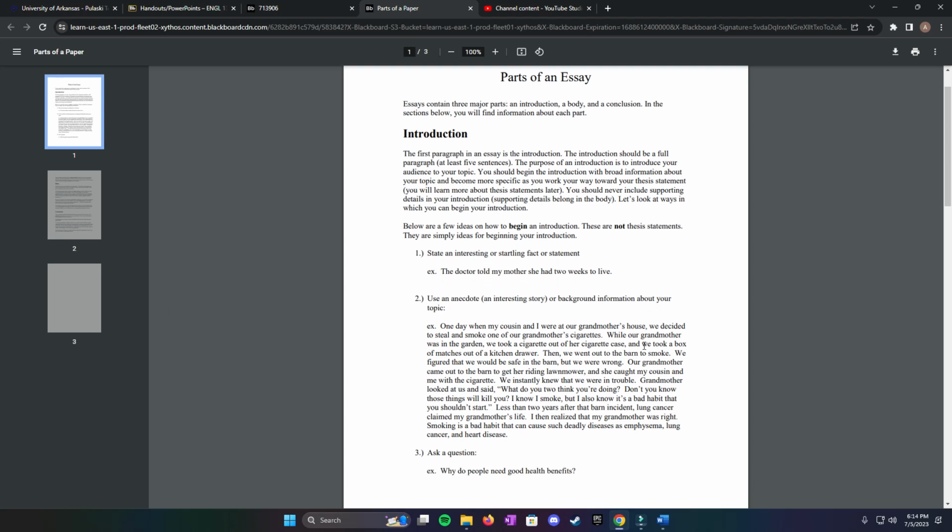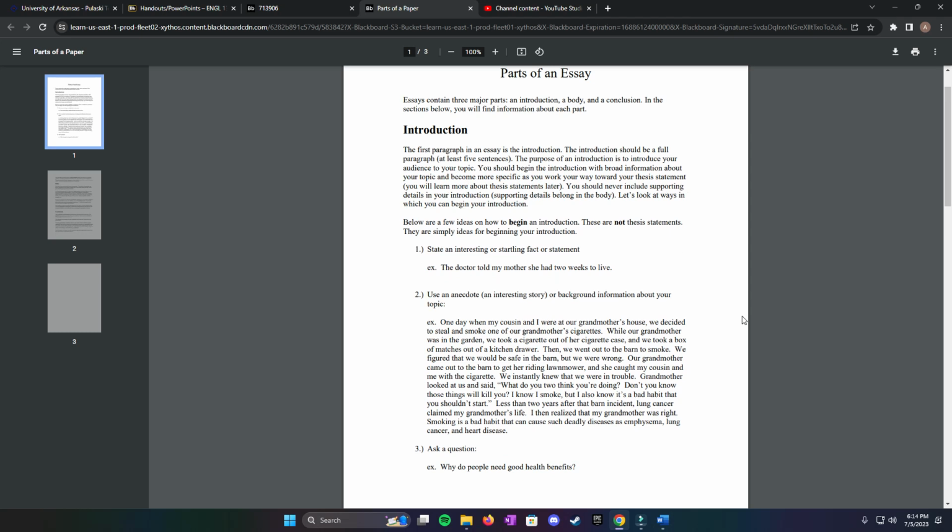In the introduction, that's when you want to introduce your audience to the topic. So you're going to begin with broad information about your topic, and then become more specific as you work your way towards your thesis statement. You'll learn more about thesis statements later. Never include supporting details in your introductions. Also, your introduction should be a full paragraph, and a full paragraph is 5 to 7 sentences. So an introduction should be at least 5 sentences.